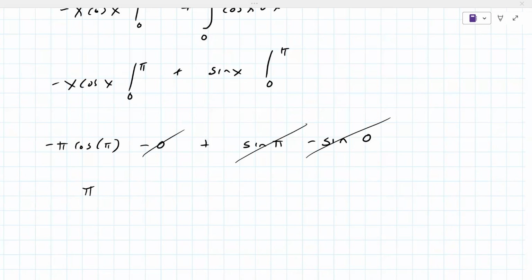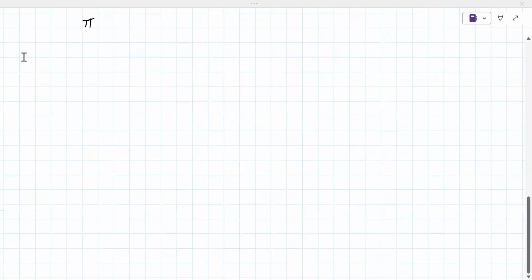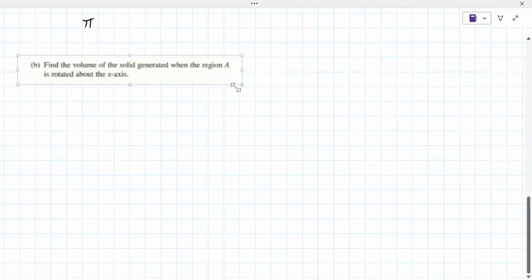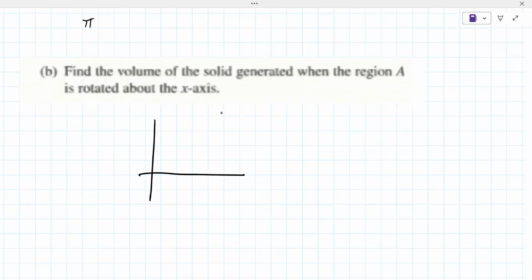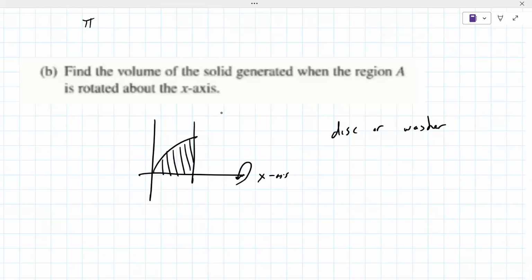Part B, find the solid that is generated when the region A is rotated about the x-axis. So again, we don't know what it looks like. Maybe we'll figure it out, but you're rotating about the x-axis. Is this a disk or a washer problem? It's a disk. I always show it this way: integral pi r squared dx.